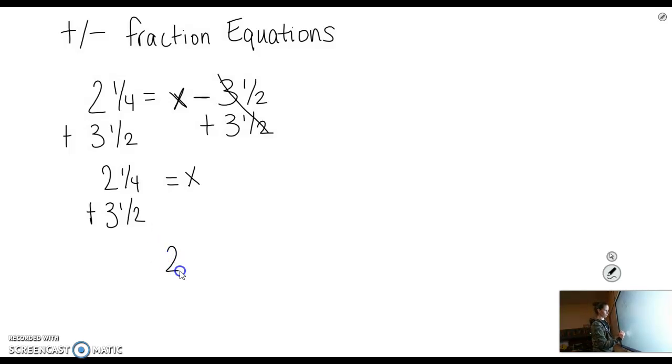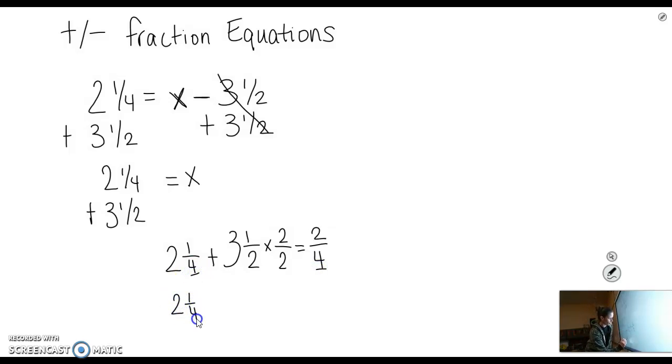So if we have 2 1/4 plus 3 1/2, I have to find the common denominator, or the equivalent fraction. Well, I know that I can take 1/2 and multiply it by 2/2, which will give me 1 times 2 is 2/4. Now I have common denominators. I have 2 1/4 plus 3 2/4.